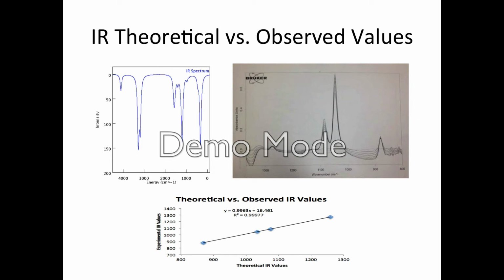If you look at the experimental spectrum, we have about 4 active peaks. In the theoretical IR spectrum, we have a few more than that. But then if we're looking at the theoretical versus observed IR values, those that were observed experimentally lined up pretty well with the theoretical values. So we have a slope of about 1 and an R-squared value of 0.9977. So that was good.